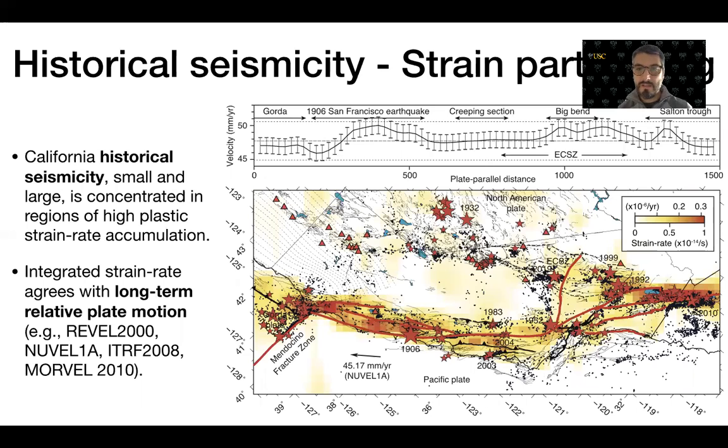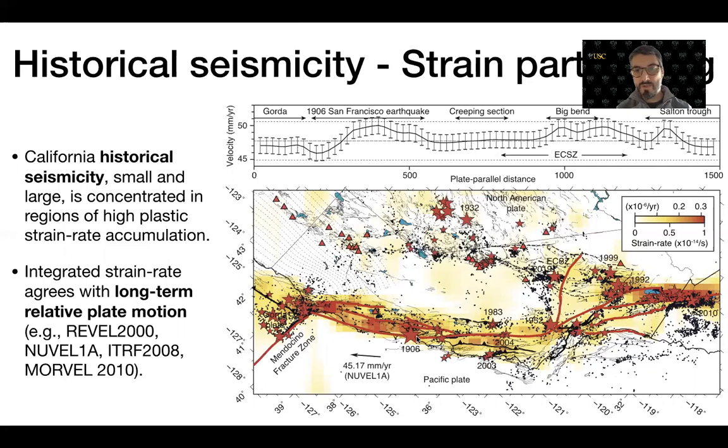Finally, I'd like to show how mantle flow compares to plate motion at longer time scales. To do so, I compare the integration of plastic strain rate in a direction that is perpendicular to the overall axis of the plate boundary. And I compare this with the relative long-term plate motion between the North American and Pacific plates from magnetic anomalies. And you can see that the integration of plastic strain rate agrees with the mean and standard deviation of different estimates of plate motion over long time scales.